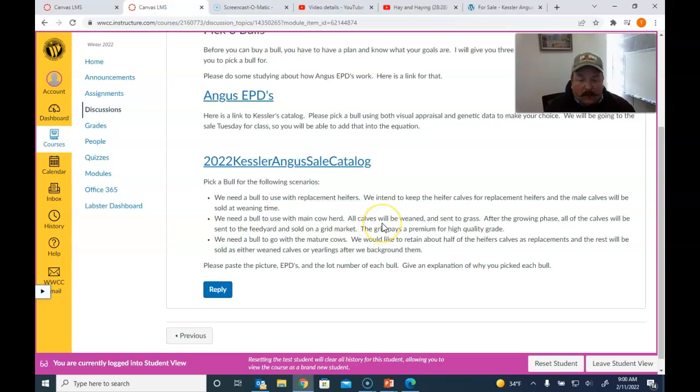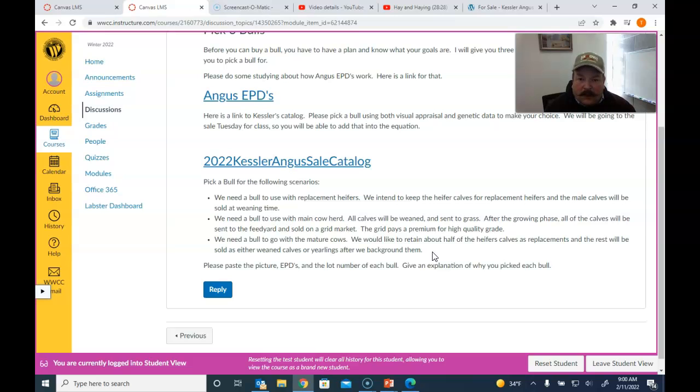We're going to retain ownership on all of those calves, and we're going to sell them through a grid premium-based marketing plan, and we'll retain those cattle all the way through the feed yard and sell them at the packing plant. So please pick a bull for that one, and then pick a bull that I just wanted to put as average and common of a scenario on it as I could. But we need a bull to go out with our mature cows.